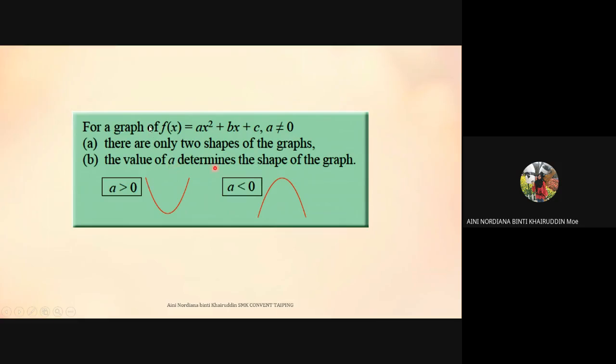Okay. For quadratic function, only two graphs. This is a greater than 0, then a smile shape. A less than 0, a sad shape graph. Okay. Who wants to respond? A greater than 0. Example?